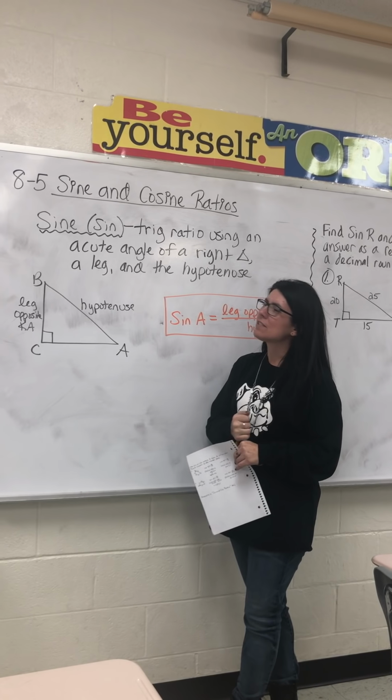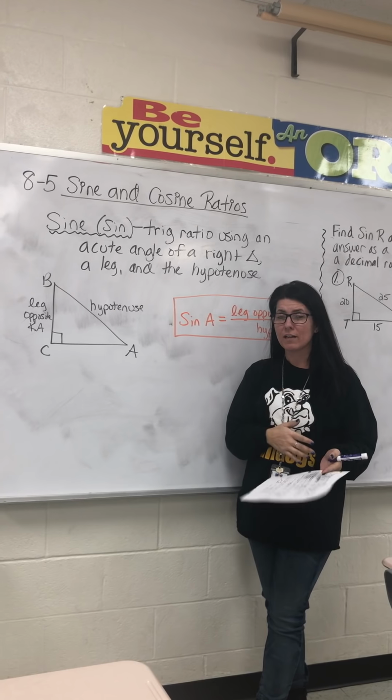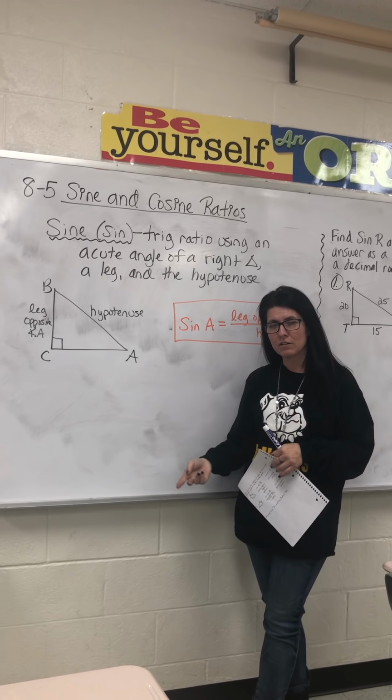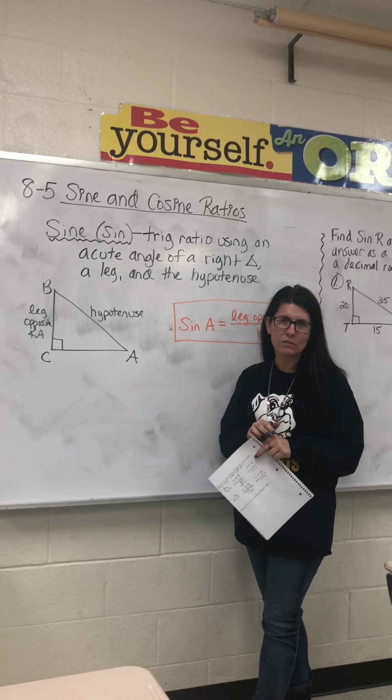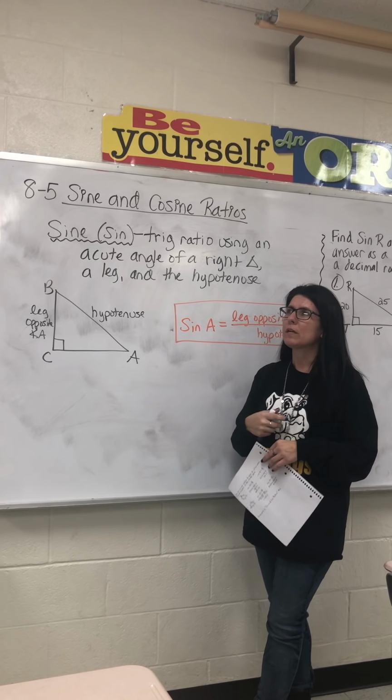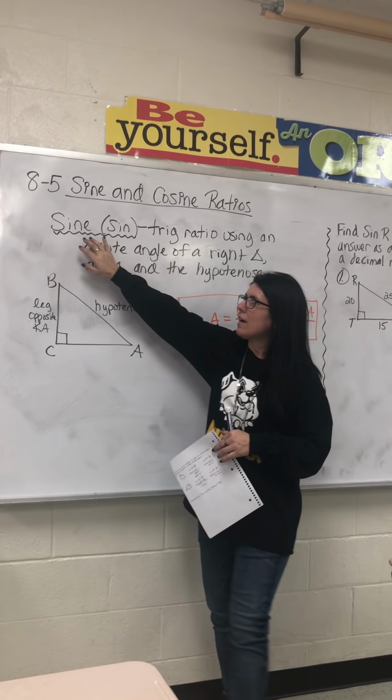Okay, so 8.5 is on sine and cosine. We already talked about tangent. These are the other two trig ratios that you need to know. It's not that different than what we talked about as far as the basics, but I want to go through and explain it. So first of all, sine, here's the word.